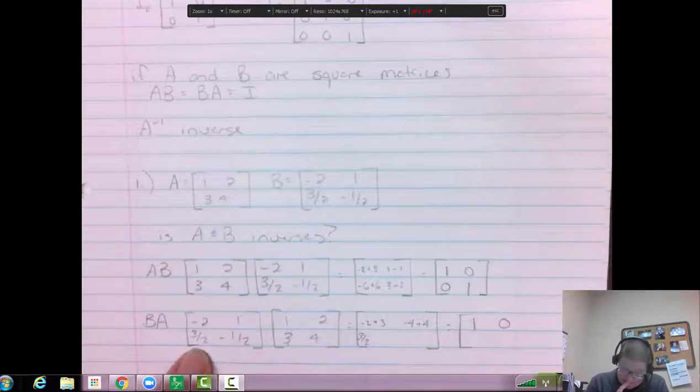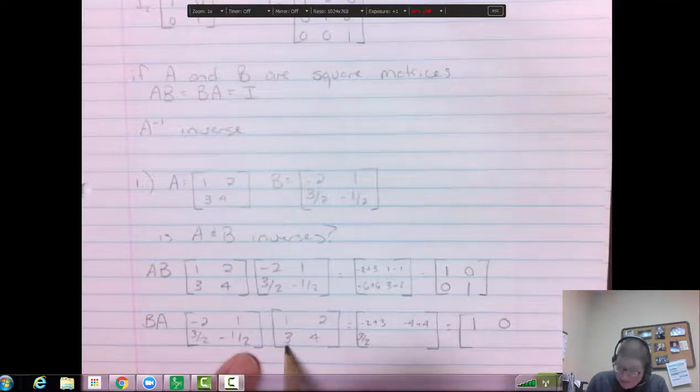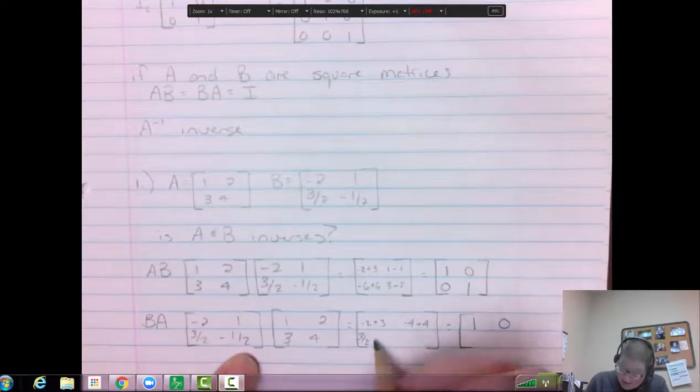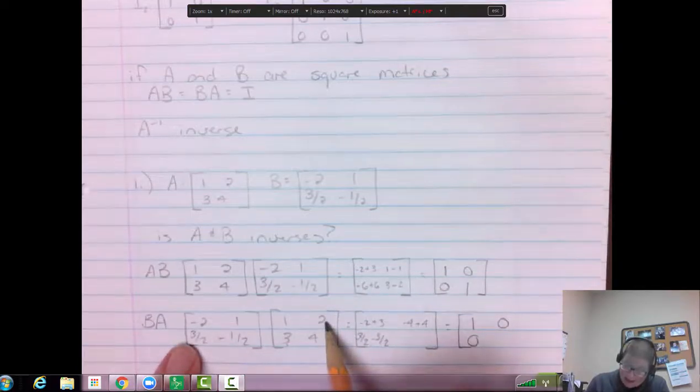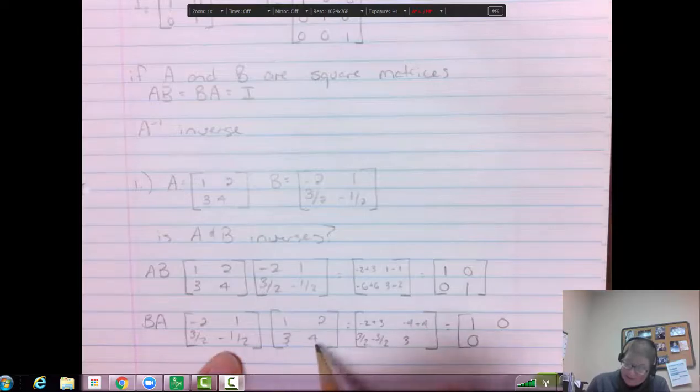Wait, did I do that? I did that wrong. I was like, wait, no, that's wrong. 3/2 times 1 is 3/2. Negative 1/2 times 3 is 3/2, right? So negative 3/2. So that's going to give us 0, which we wanted. And then 3/2 times 2 is 3. Negative 1/2 times 4 is negative 2, so that's going to give us the 1. So yes, they are inverses.